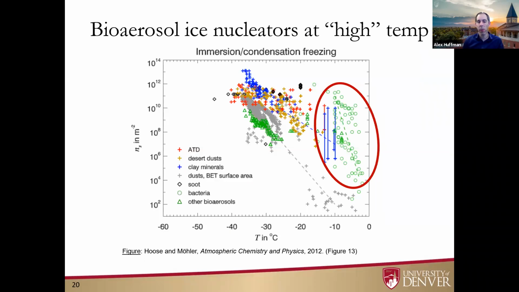Okay, next. This is just a quick plot, on the x-axis to show the temperature of freezing, on the y-axis to show the number concentration, and you see this big chunk of stuff in the middle at about -30 degrees C of desert dusts, mineral dusts, soot, all sorts of other stuff. And then there's this on the right side. There are certain bacteria, these green circles, that nucleate ice at quite a bit warmer temperatures. And so that's what we're talking about. Okay, next.